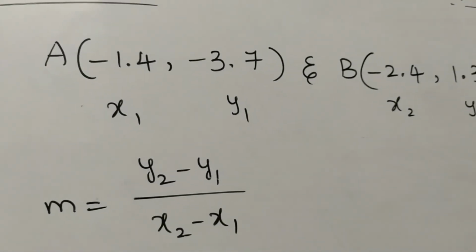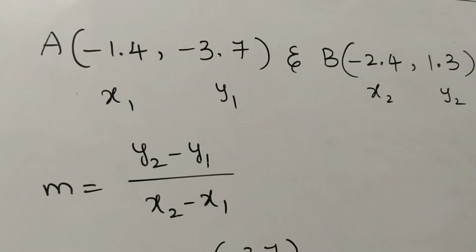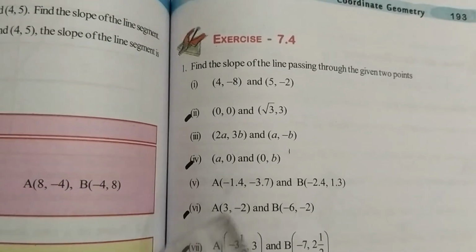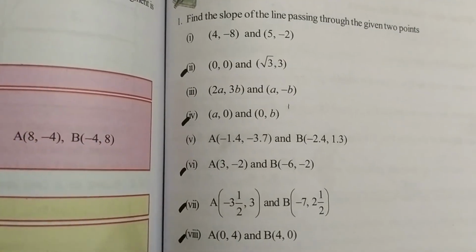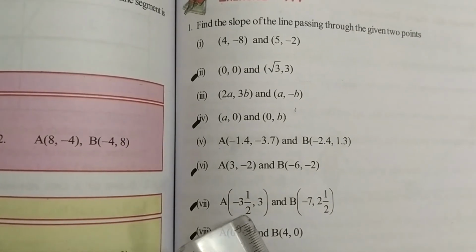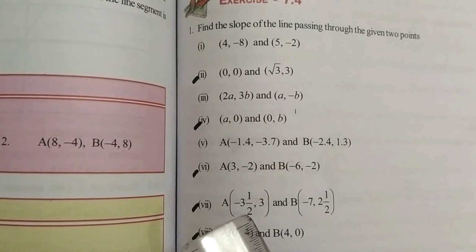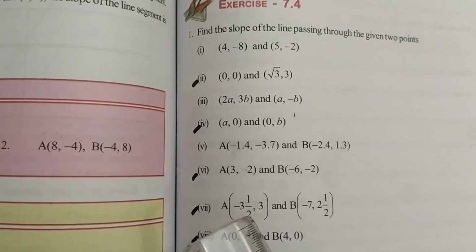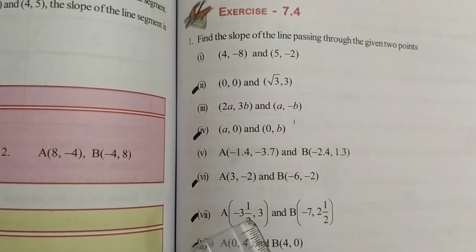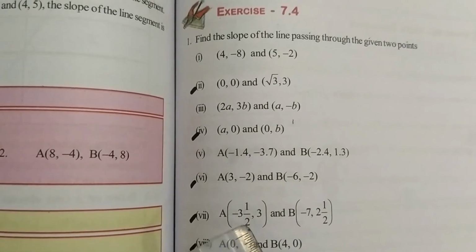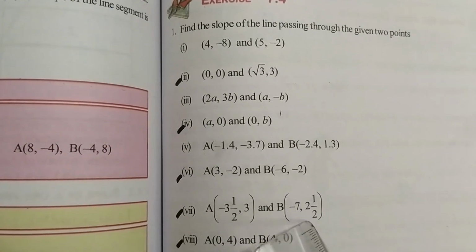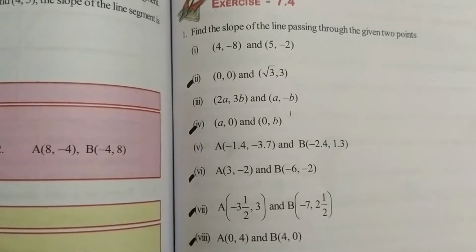Like this you have to find the slope for every question. Your today's homework is, students, the second one, fourth one, sixth one, seventh one and eighth one. All are the same. In the seventh one you have to convert to a simple fraction. How will you do it? 2 3s are 6 plus 1, that is 7 by 2. You will get minus 7 by 2, and here 2 2s are 4 plus 1, 5, that is 5 by 2. Then solve the slope, students.